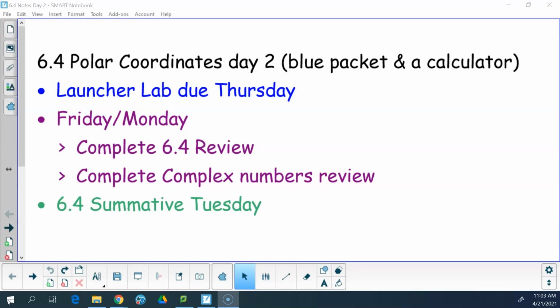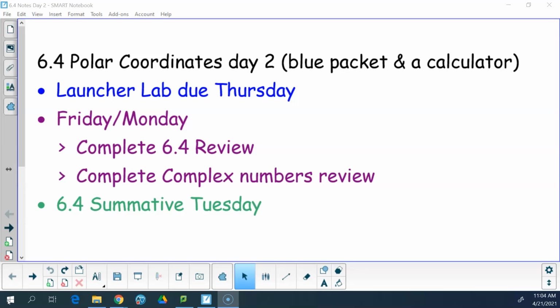If you were not here yesterday for the lab, then you are going to need to come in after school or on Friday and find one of us, and we will go over it and get you up to speed so that you can complete the lab. Okay? So we've got that going on for everyone.